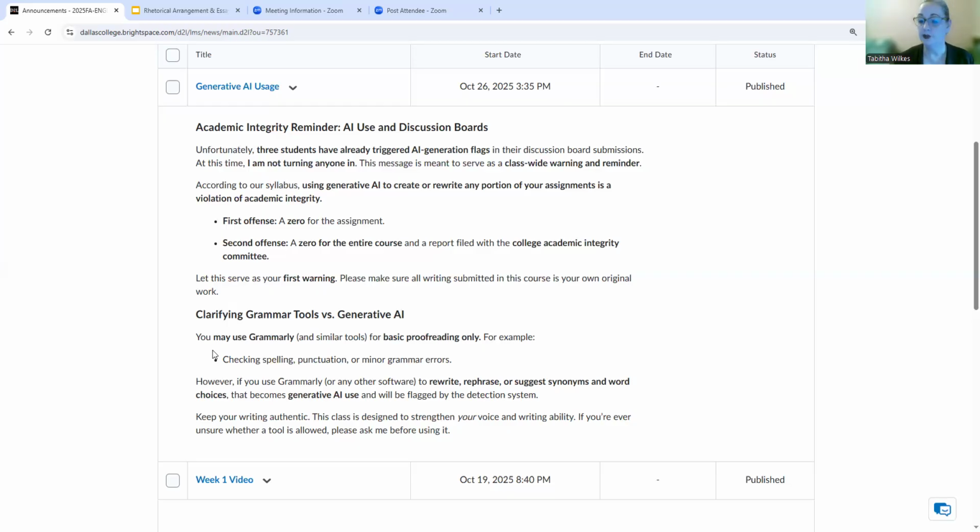So if you're using Grammarly, which I hope you are, I hope you're using some type of editing and revising software, make sure that you stick to using it for just the basic edits and that you're not allowing it to rewrite your assignment, because that's where it becomes problematic. So I'll let you read through this, and you may also want to reference the syllabus to see what the language in there looks like about generative AI, about Grammarly, and about academic dishonesty and what those penalties look like.